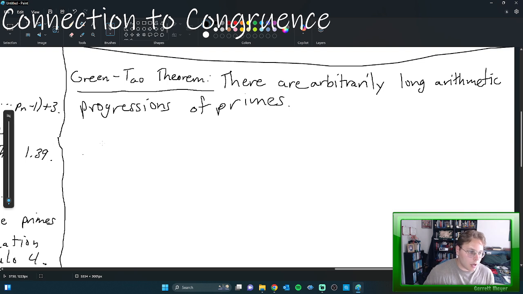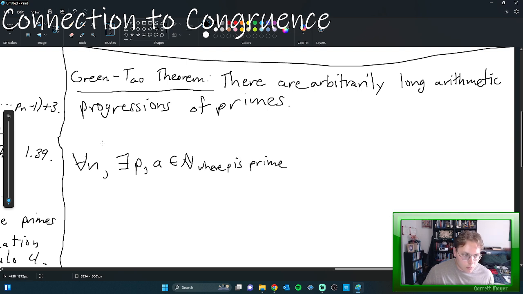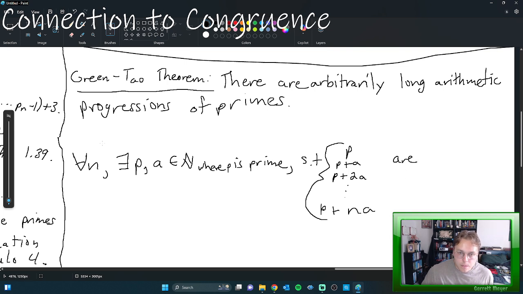And what exactly this means is that for any natural number, we can find a prime p and another natural number a, such that p plus a, p plus 2a, dot dot dot, p plus na are all prime.